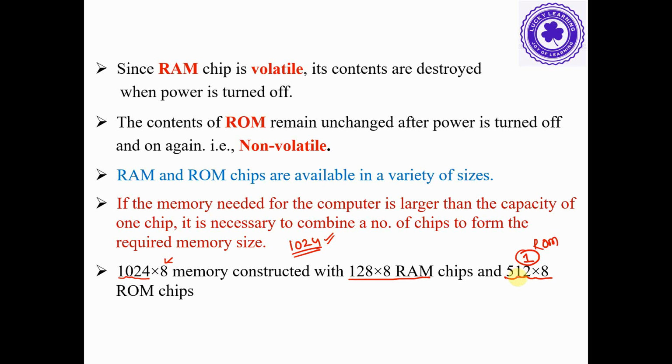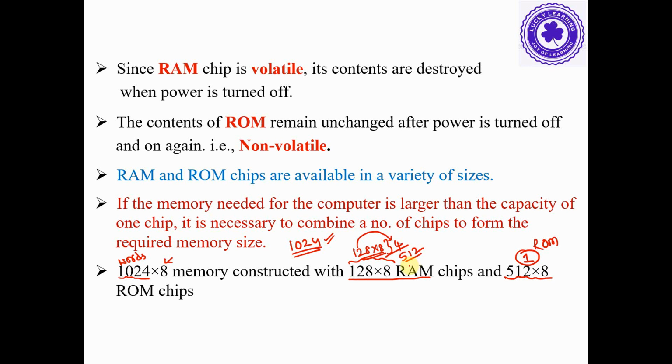In the 512 by 8 ROM, 512 words are covered, but totally how many words are needed? 1024 words are needed. So the remaining 512 you can get with 128 by 8 RAM chips. To get 512, how many 128 by 8 RAM chips are needed? 4 are needed, because 4 into 128 becomes 512 words.